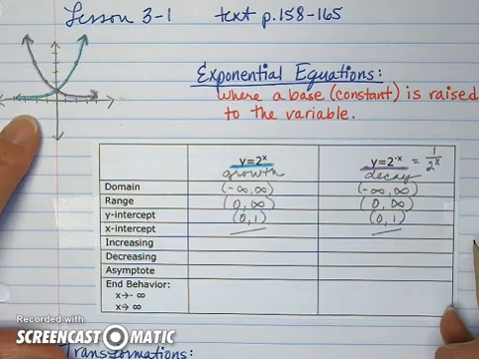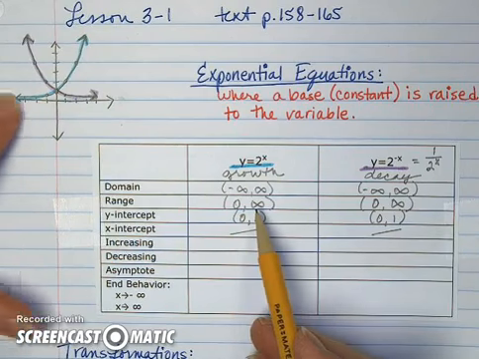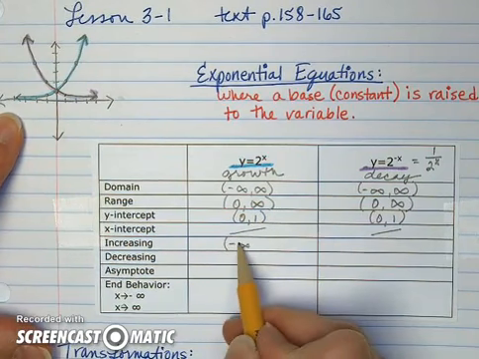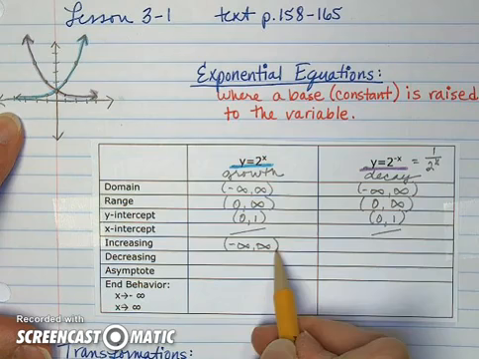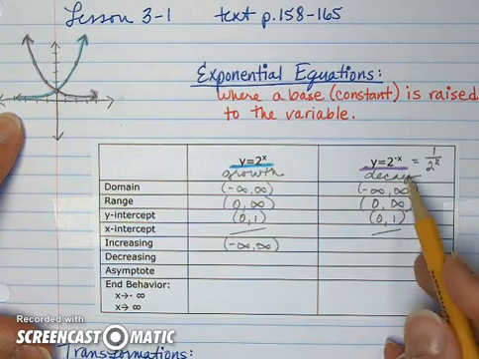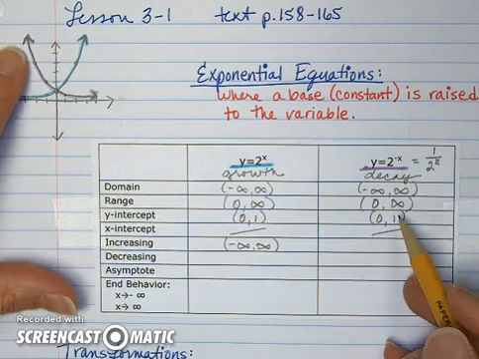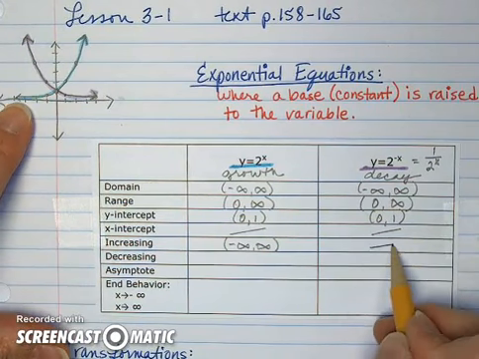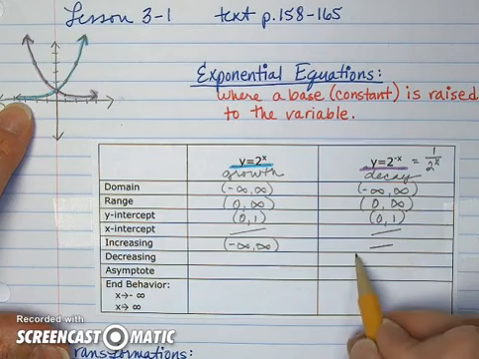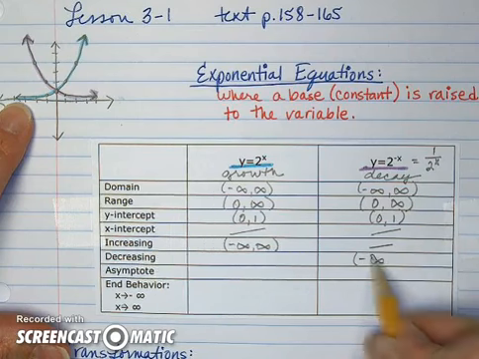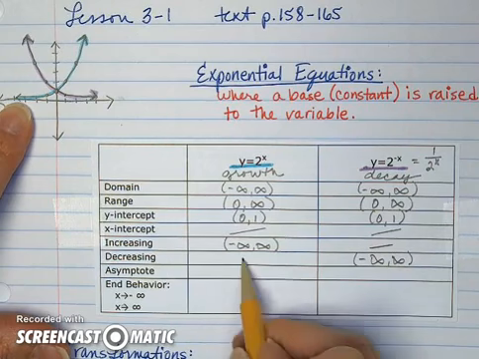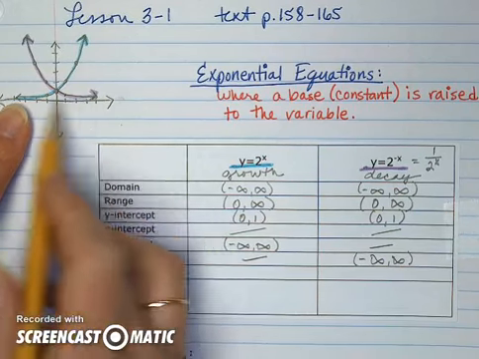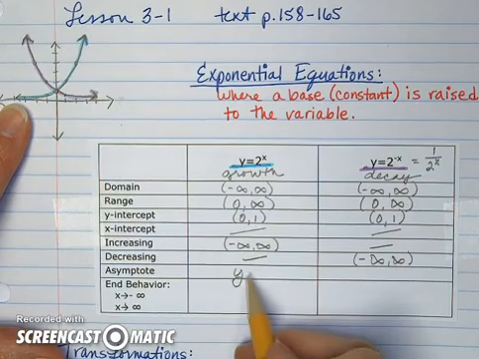Where is the growth increasing? Well, it's increasing everywhere, isn't it? So from everywhere, the domain. And the decay model is increasing anywhere? No. But it's decreasing on the entire domain. So those are flipped. Now we have an asymptote, we said, here at y equals 0, the x-axis.